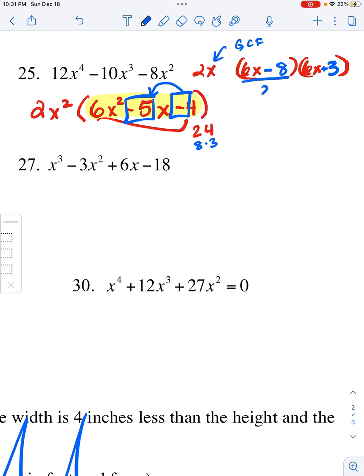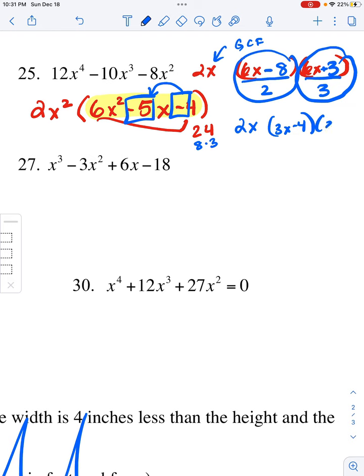This one can divide by 2. This one can divide by 3. So when I'm done, I have the 2x out front. That was my GCF. This will reduce to 3x minus 4. And this will reduce to 2x plus 1. And that is all I have to do because the directions here say to factor completely.